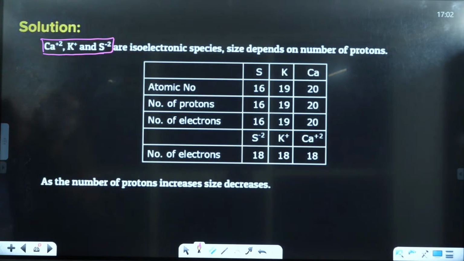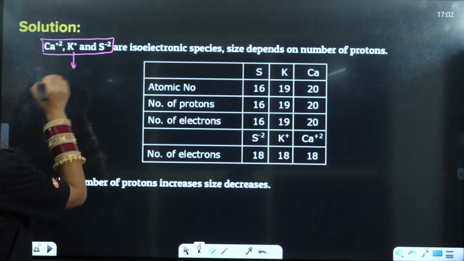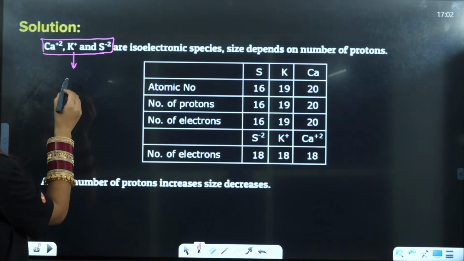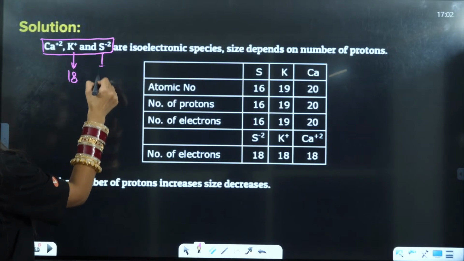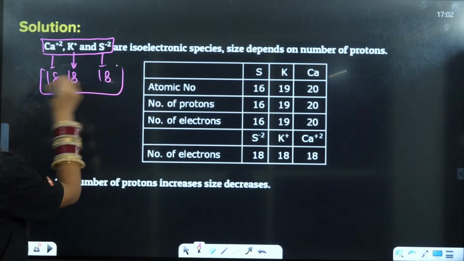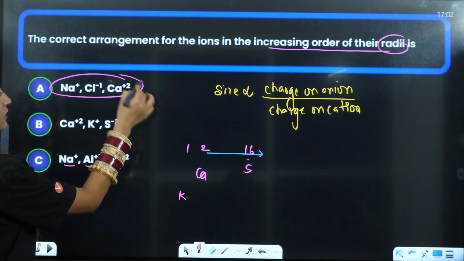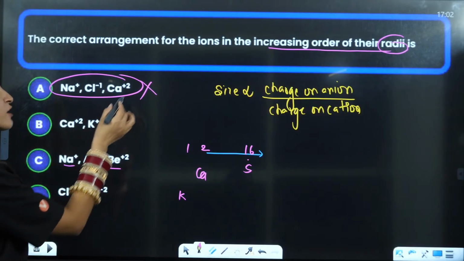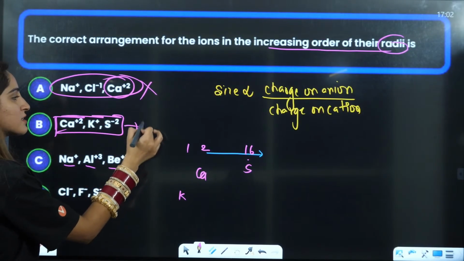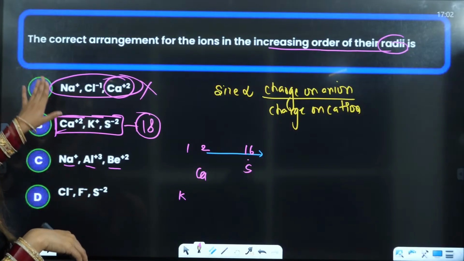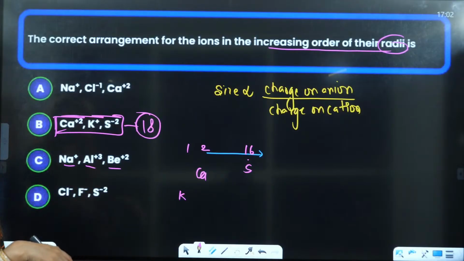Wait a minute, how are these isoelectronic? 20 minus 2, 19, 16, 17, 18. So this is 18, this is also 18, this is also 18. Yes. Okay. Here you are not able to predict anything, and this cannot be the correct answer. But here you can, right? Because all of these have 18 electrons, right? So here you were not able to predict anything, but here you can.